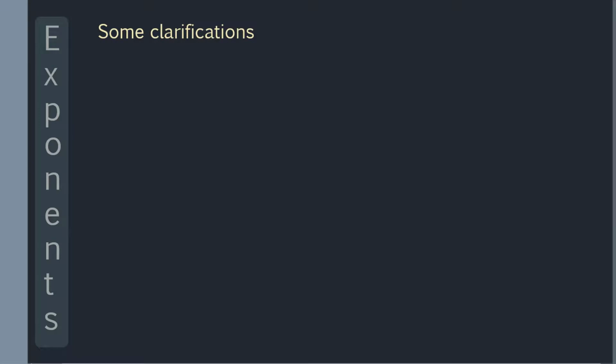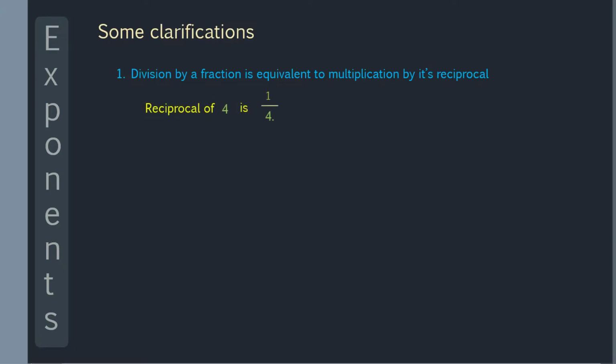Now let us see a couple of key points which are worth to be noted. I would recommend to give special attention to these as they will be of great help in solving problems. The first one is division by a number or a fraction is same as multiplication by its reciprocal. Reciprocal of a number, say 4, is 1 by 4. Similarly, reciprocal of a fraction, that is 2 by 3, is 3 by 2.